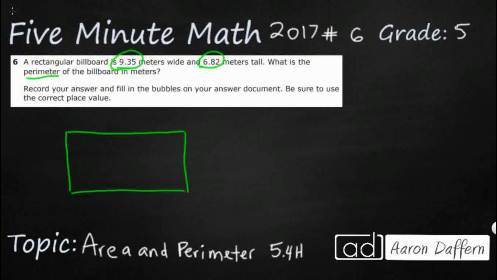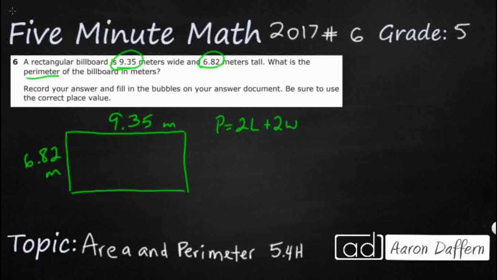And they give us our measurements here. So we've got 6.82, 6 8/200 meters tall. And then we have got to do 9.35, 9 3/500 wide. So our perimeter, if we look at our mathematics chart, we will see this equation, 2L plus 2W.